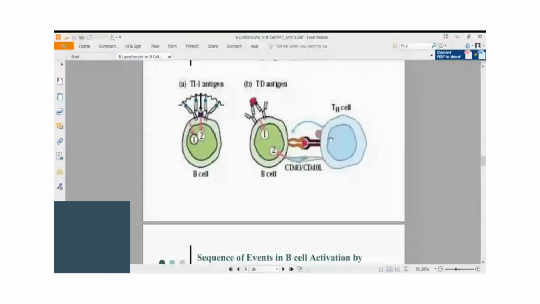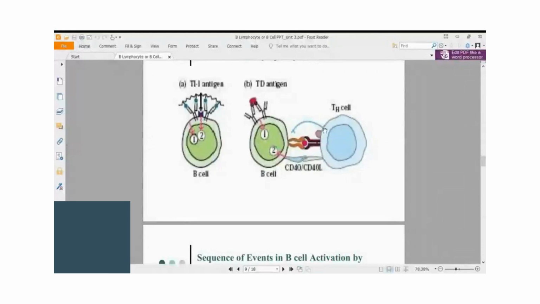Both these T and B memory cells, because of the TD antigen, TD for thymus dependent or T cell dependent antigen, will give acquired immunity and acquired immune memory for all the individuals lifelong. And these two cells will be stored in the bone marrow later.